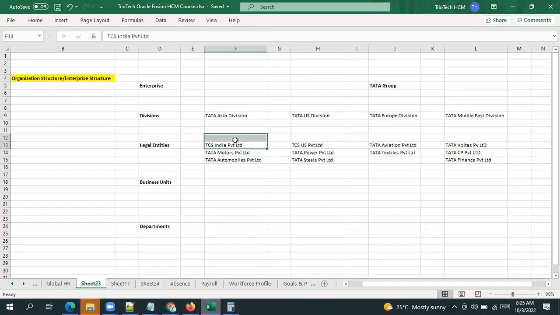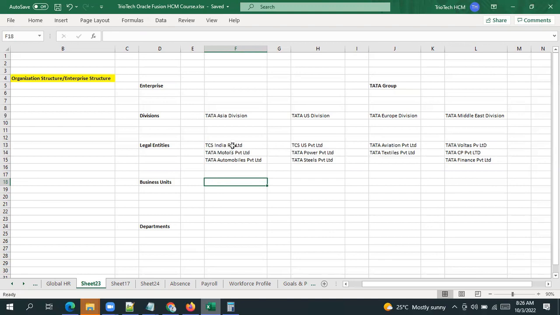So TCS India Private Limited is a company of my client Tata Group team. So TCS India Private Limited, next, after the company, how they have bifurcated their business for their operational purpose team. The business units can be identified or defined or finalized based upon the client's business operation team, or you can choose according to the region wise or the location wise also team.